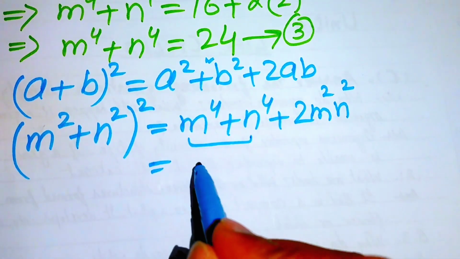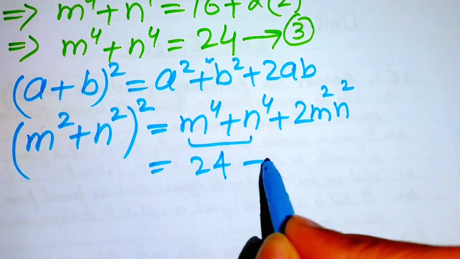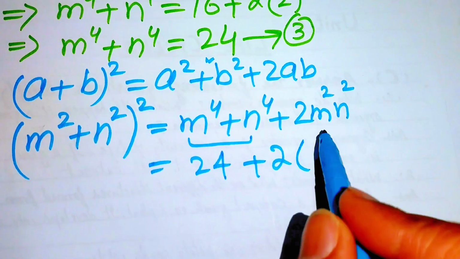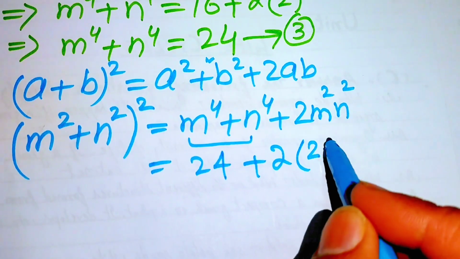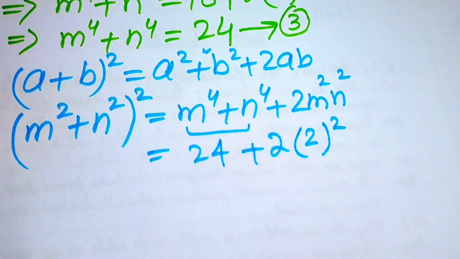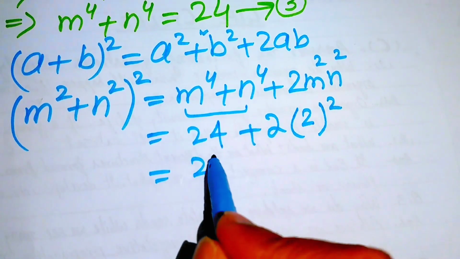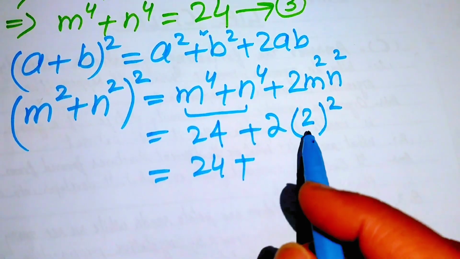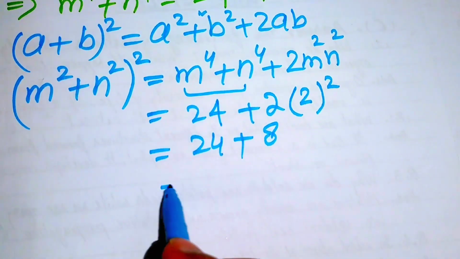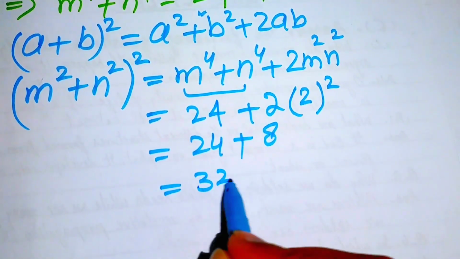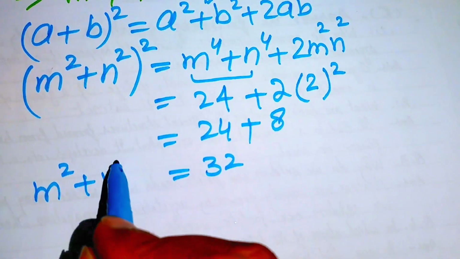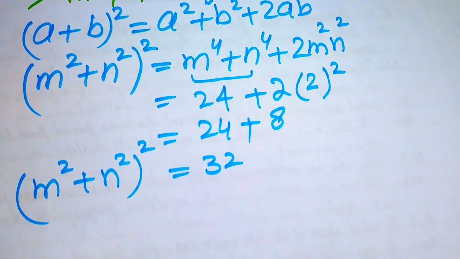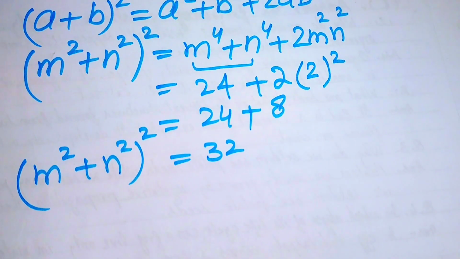So we substitute this value, it is equal to 24, plus 2 times the value of mn, which is 2, and this is the square of the whole term. Then we write it in this way. When we simplify this equation, you get 24 plus 8, and you know that 24 plus 8 becomes 32. So here we have (m square plus n square) whole square equals 32.